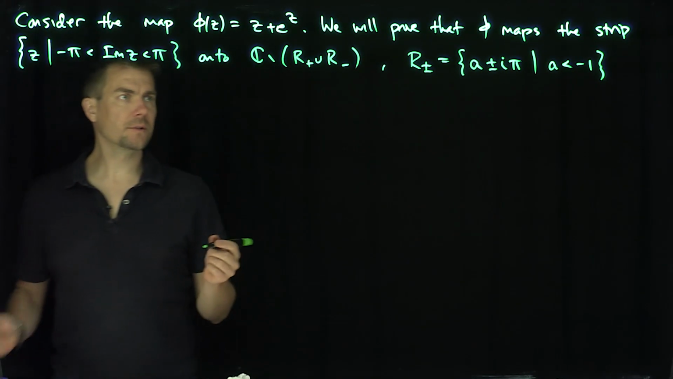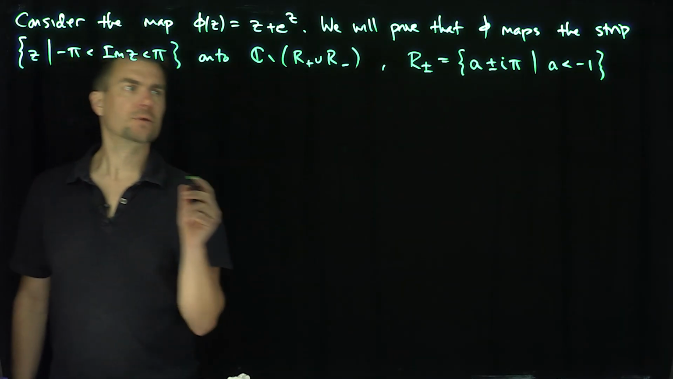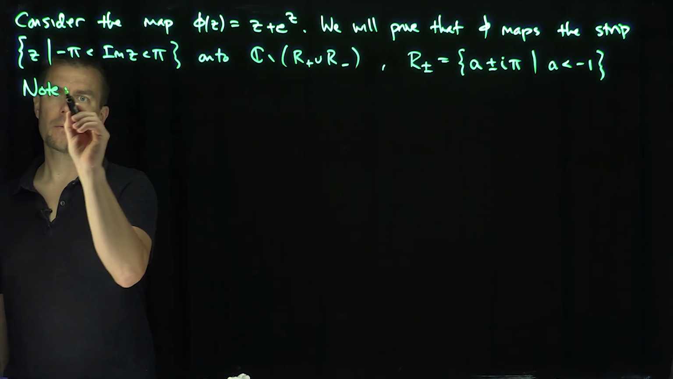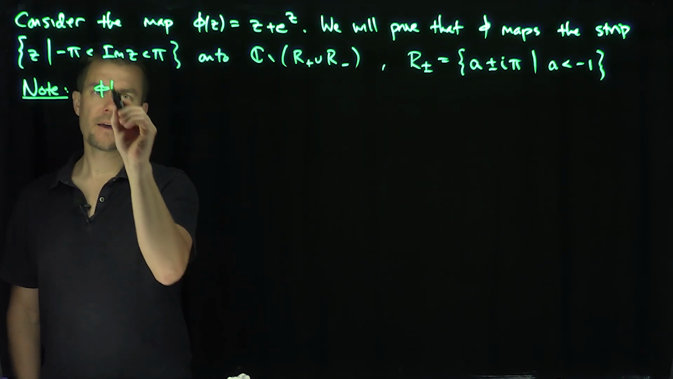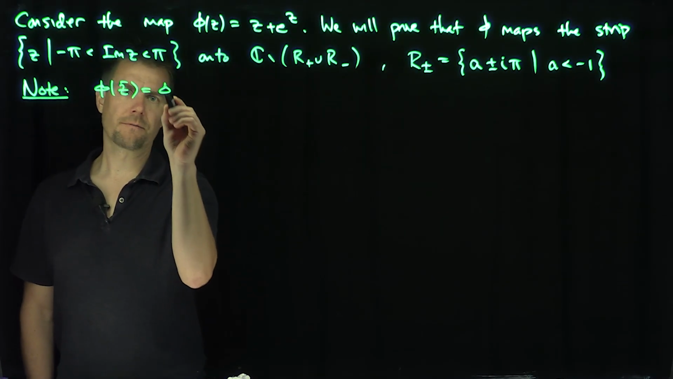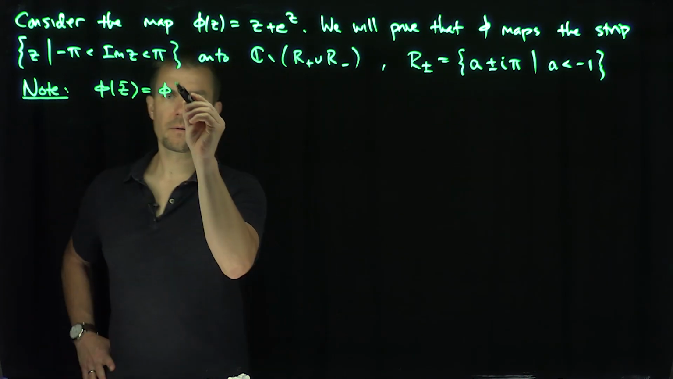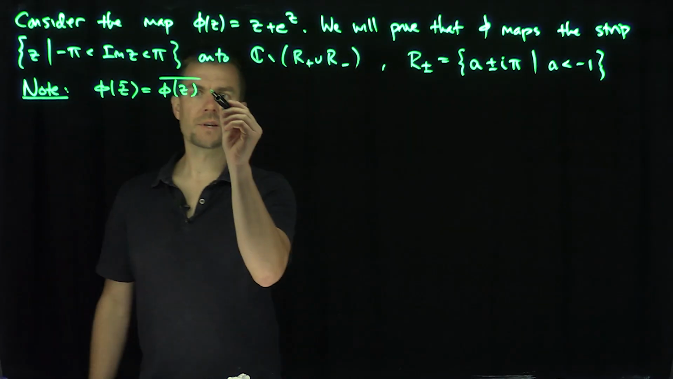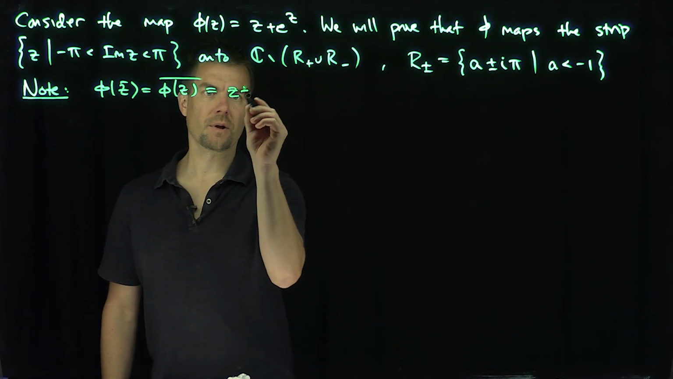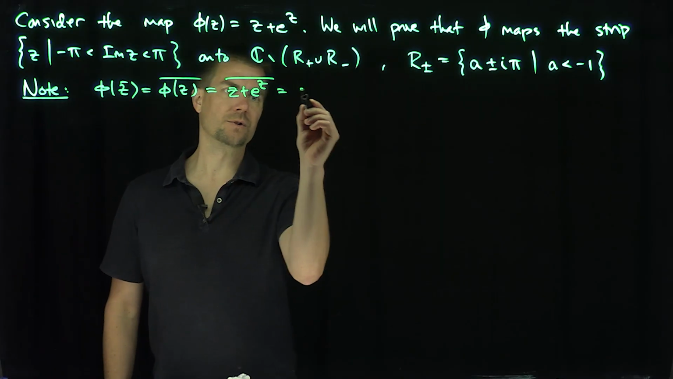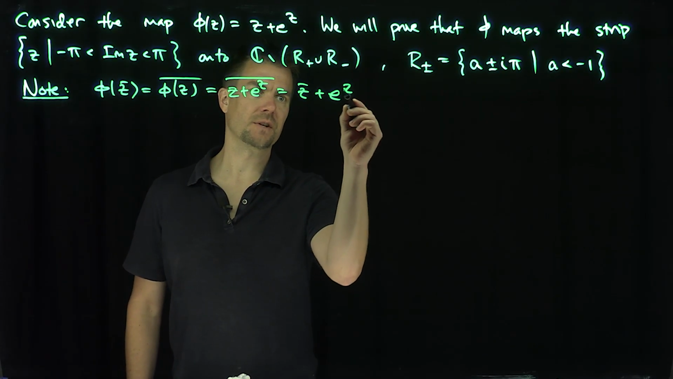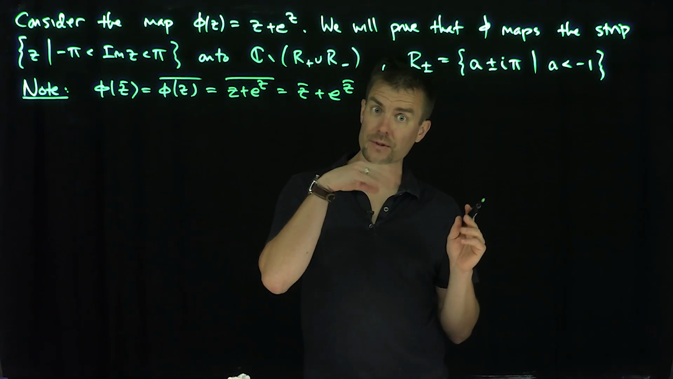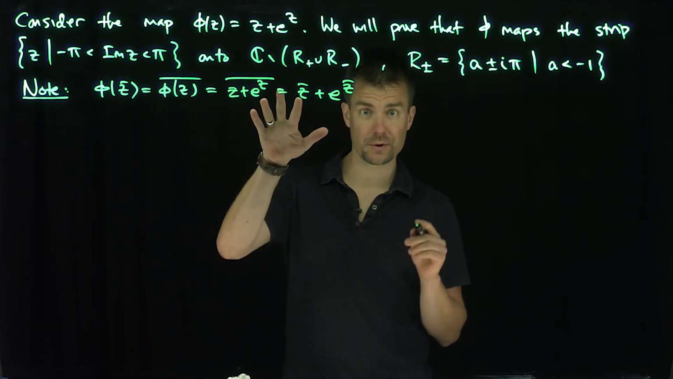Okay, excellent. And so now here's our situation. The first thing we note is that phi of z bar is equal to phi of z bar, like this. Because this is just z bar plus e to the z bar, because I can break down e to the z into e to the x, real, cosine and sine, and so the result holds for this particular function.